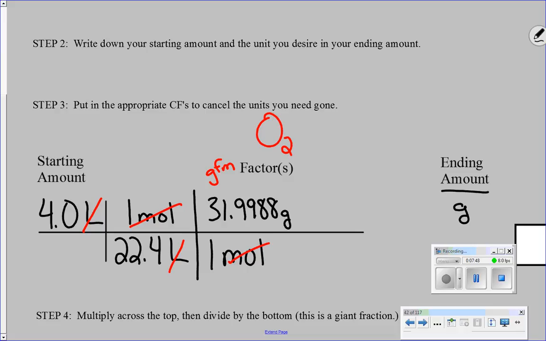So you'll do 4 times 31.9988 and divide that by 22.4, and you should get 5.7 grams. Since 4.0 is 2 sig figs, that's how many sig figs we're limited to.